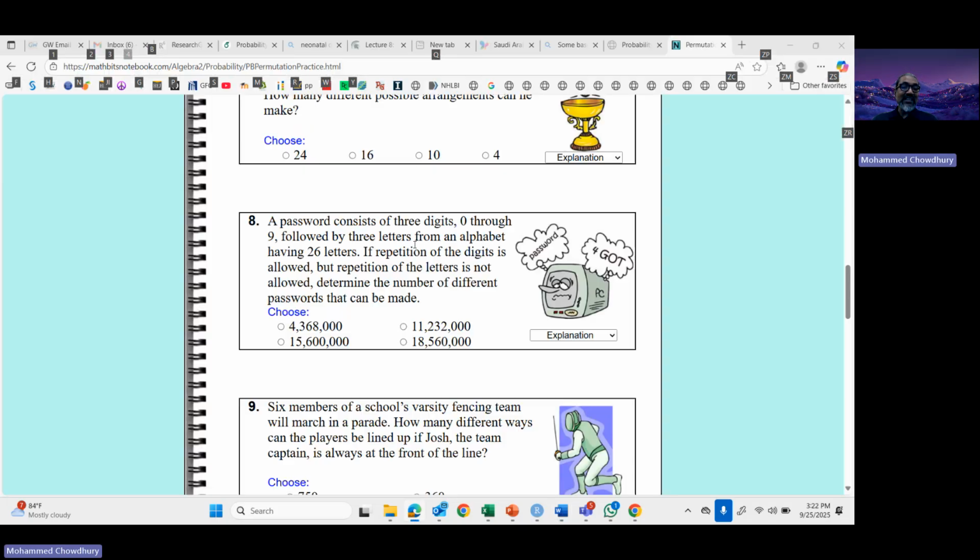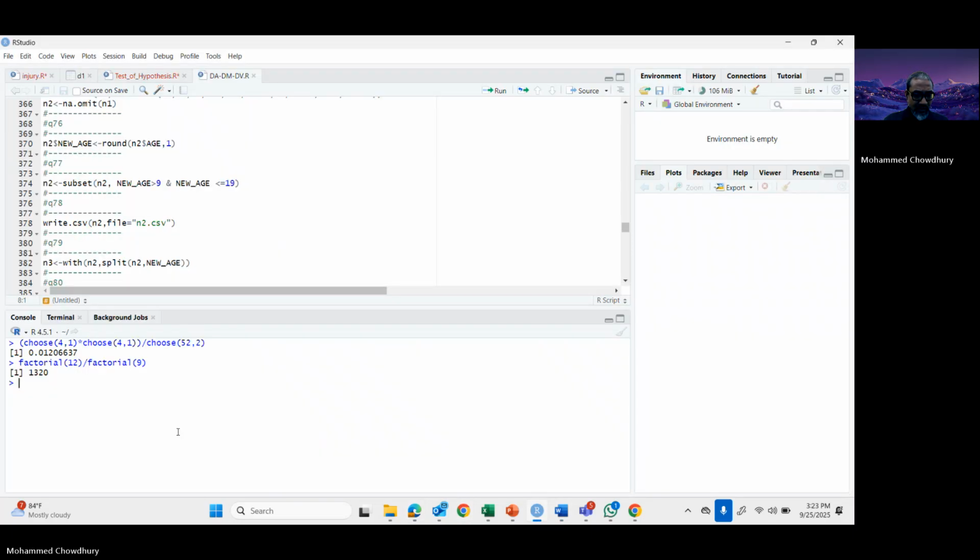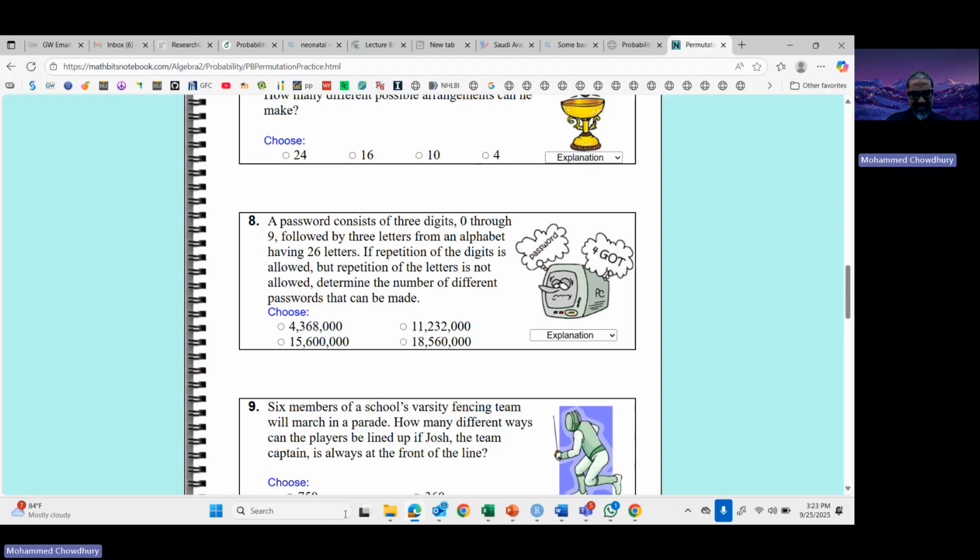Okay, but they did not mention uppercase letter or lowercase letter. A password consists of 3 digits, 0 through 9, followed by 3 letters. If repetition of the digits is allowed, but repetition of the letters is not allowed, determine the number of different passwords that could be made. So it should be 26 times 25 times 24 times 1000, right? Is this answer in there?